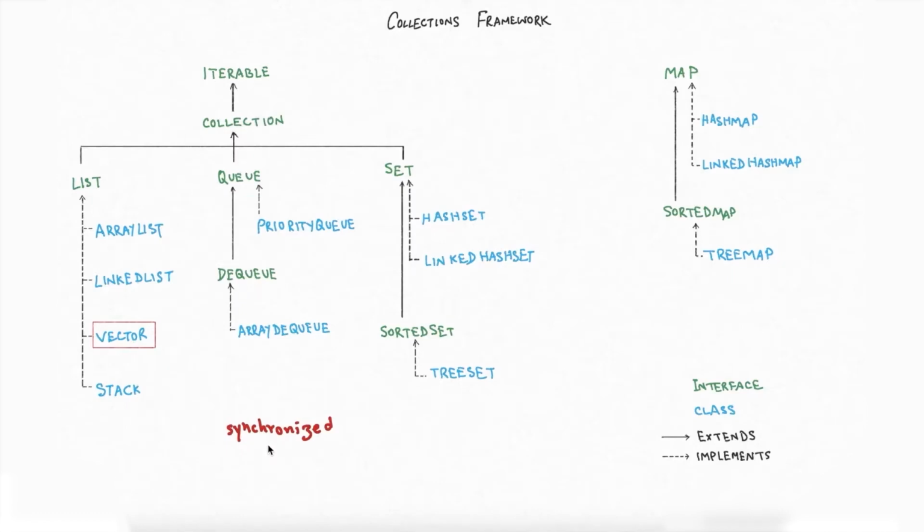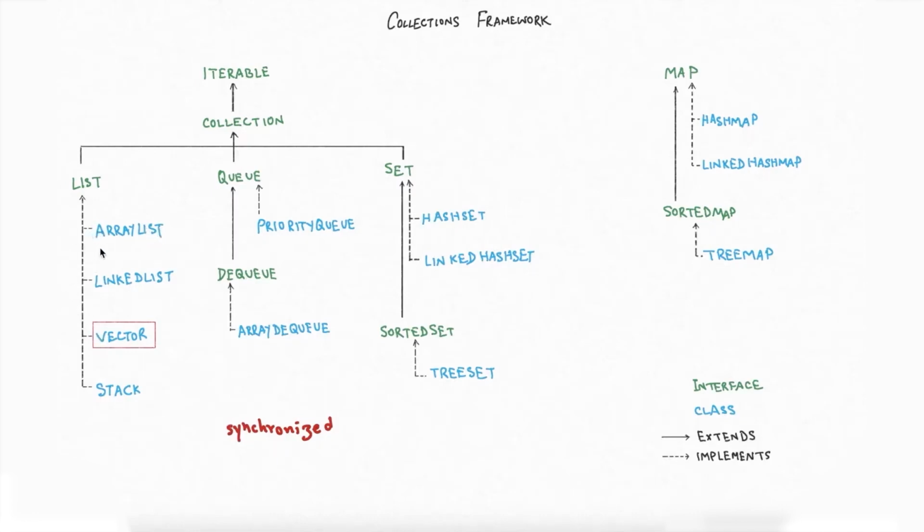We will discuss multi-threading in chapter 8. And when we discuss multi-threading, we will understand more about what synchronized means. But for now, just remember that vectors are synchronized and array lists are not synchronized. So that is one of the differences between vectors and array lists.